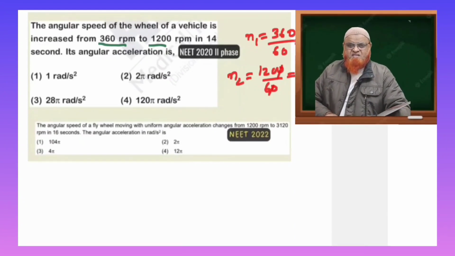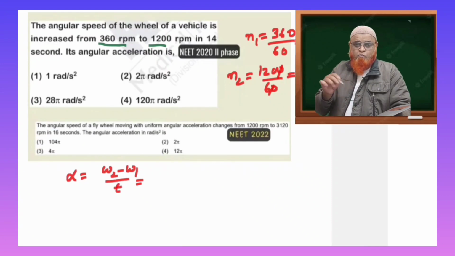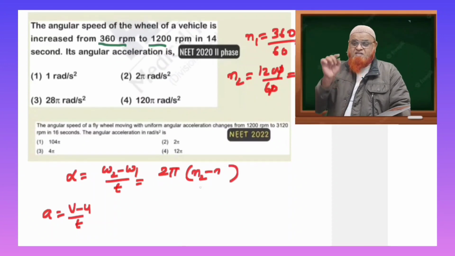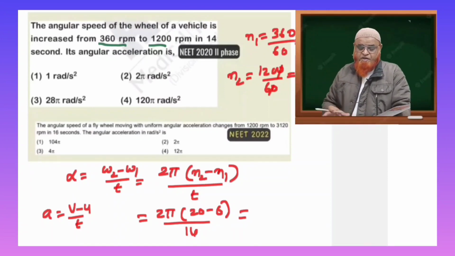Now what you need to do here is, it's a very simple problem actually. You have to find out alpha. Alpha is nothing but angular acceleration. Just like linear acceleration is final velocity minus initial velocity by t, here angular acceleration is omega 2 minus omega 1 by t, that is final angular velocity minus initial angular velocity by t. It is just analogous to linear acceleration, change in velocity by time. So 2 pi n2 minus n1, because omega is 2 pi n, so 2 pi common out gives you 2 pi into n2 minus n1 by t. So 2 pi into 20 minus 6 by t, 20 minus 6 is 14, so the 14 above and below gets cancelled, 2 pi is left at last. So 2 pi is going to be your answer.